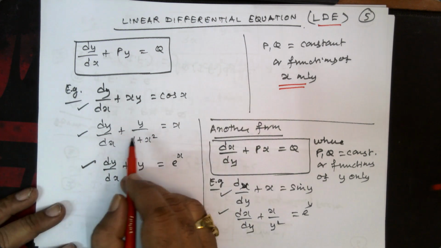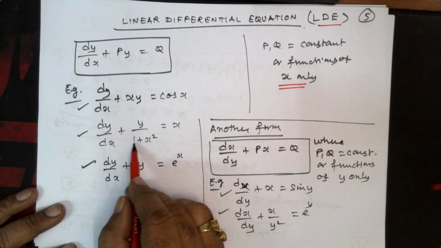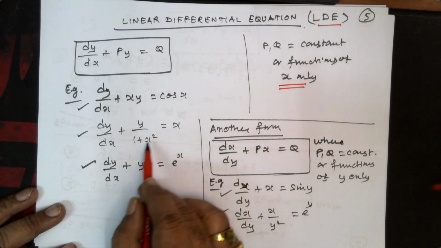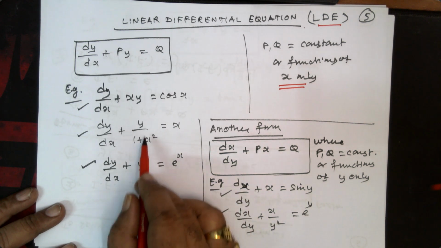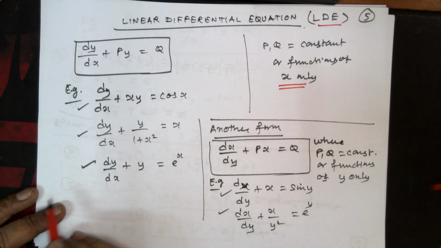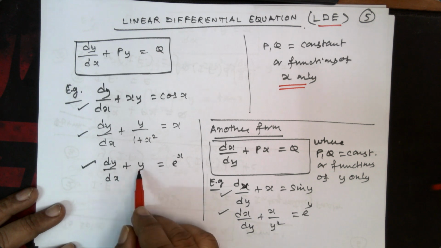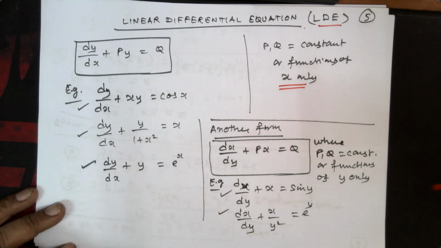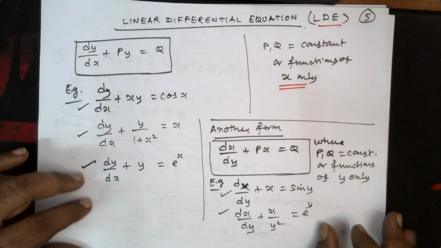Okay. Now dy by dx plus y by 1 plus x squared is equal to x. Now what is p here? 1 by 1 plus x squared. Okay, and x is the q of x. Then dy by dx plus y is equal to e power x. Now what is p here? 1. Very good. And what is q here? e power x. Okay, right.